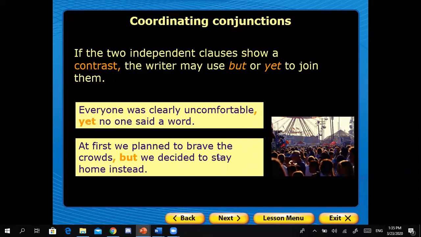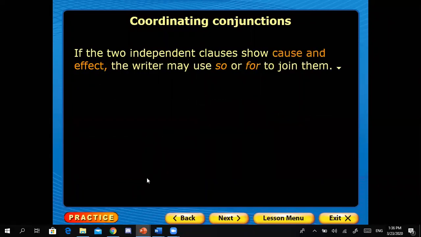We planned to brave the crowds, but we decided to stay home instead. So these are two different contrasting sentences. Therefore, "but" is used as the conjunction to join the two independent clauses. Yes, that's right. So let's go to the moment of truth.